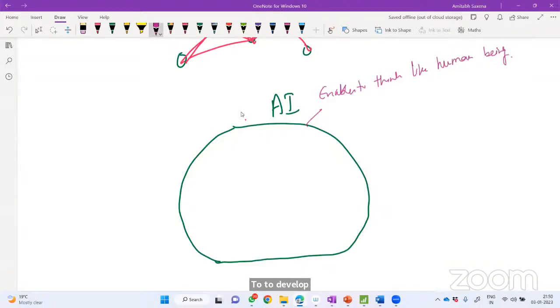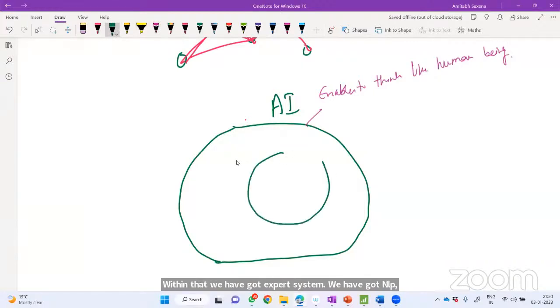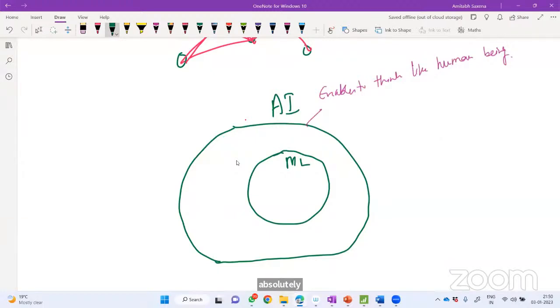For example, let us take an example, driverless car. Now, driverless car is an AI application, right? Within that, we have got expert system, we have got NLP, etc. And within that, we also have got machine learning. Yes, Omar, simulate human intelligence, absolutely. ML, machine learning. Now, what is machine learning? Machine learning is about statistical tools to explore the data.